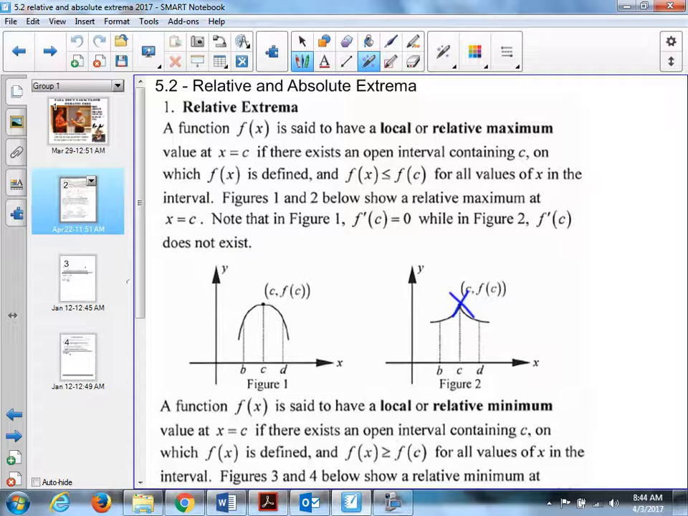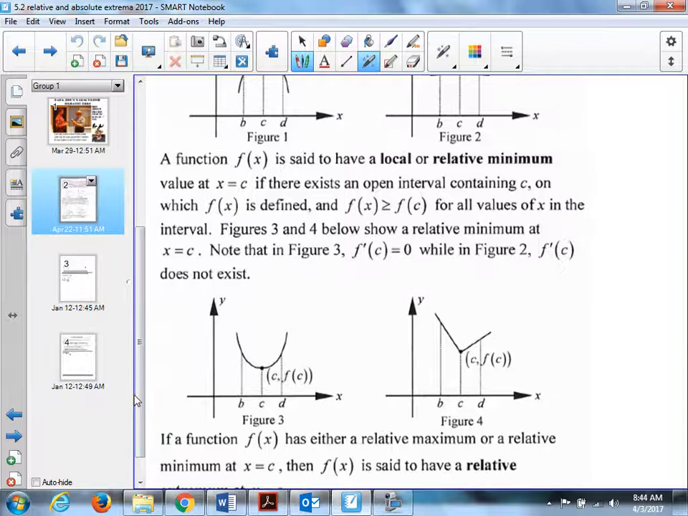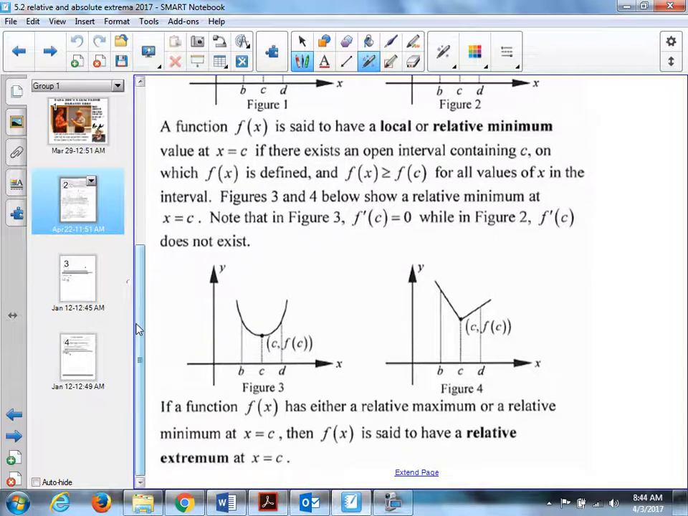That's important because that's basically how you find these. You find the derivatives. Look, where is it c? Where is the value 0, or where is the value not existent? Those are possible, only possible, max or mins. Call those critical points.